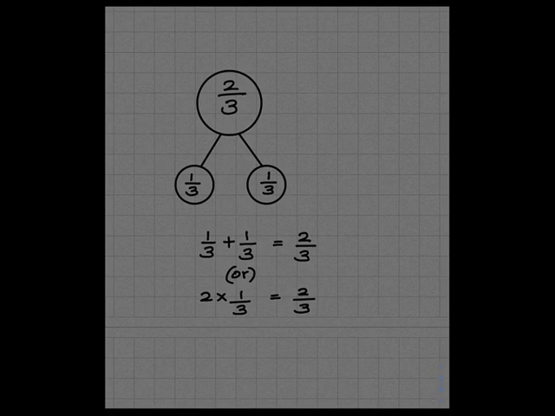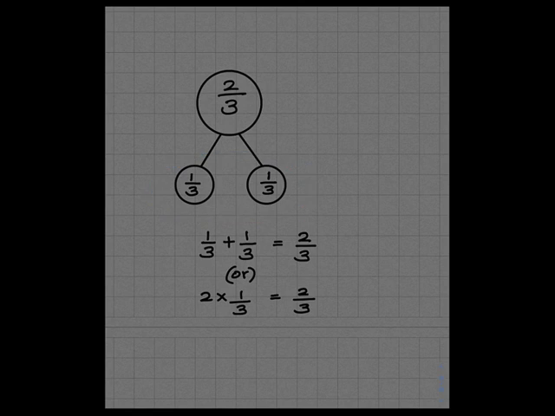Okay, now we will learn how to solve fractions. 2 by 3 is a fraction. And this 2 by 3 has two parts. One is 1 by 3 and the other one is 1 by 3. When we add these two 1 by 3s, we get 2 by 3.